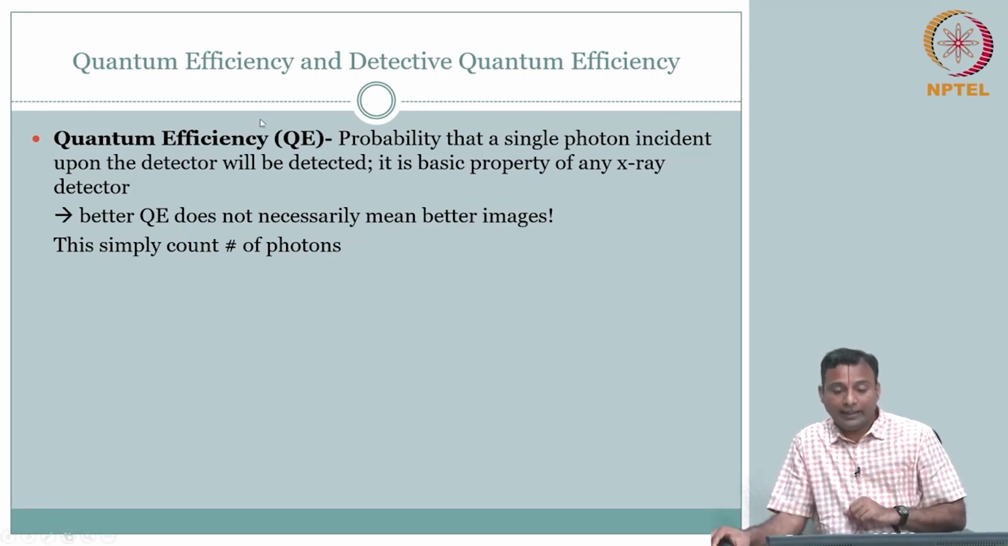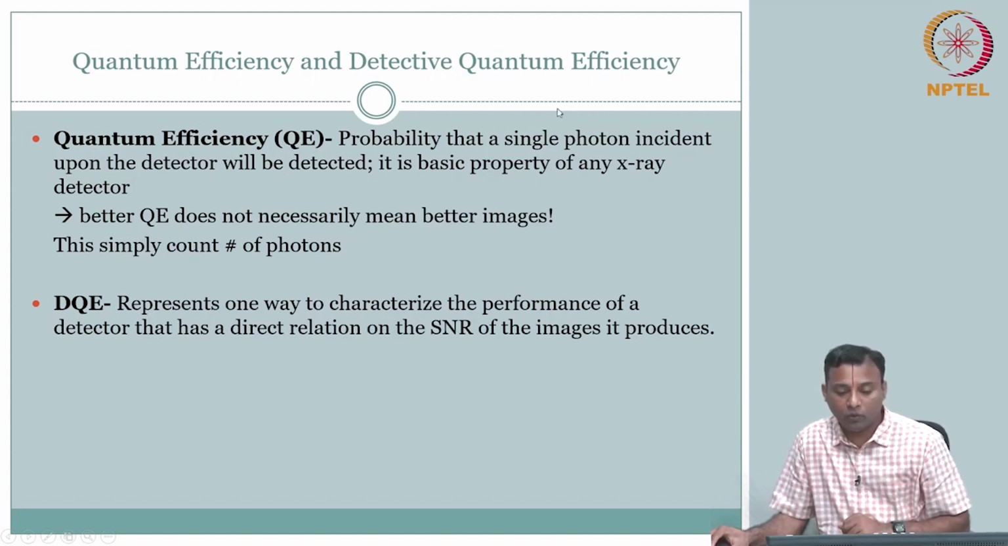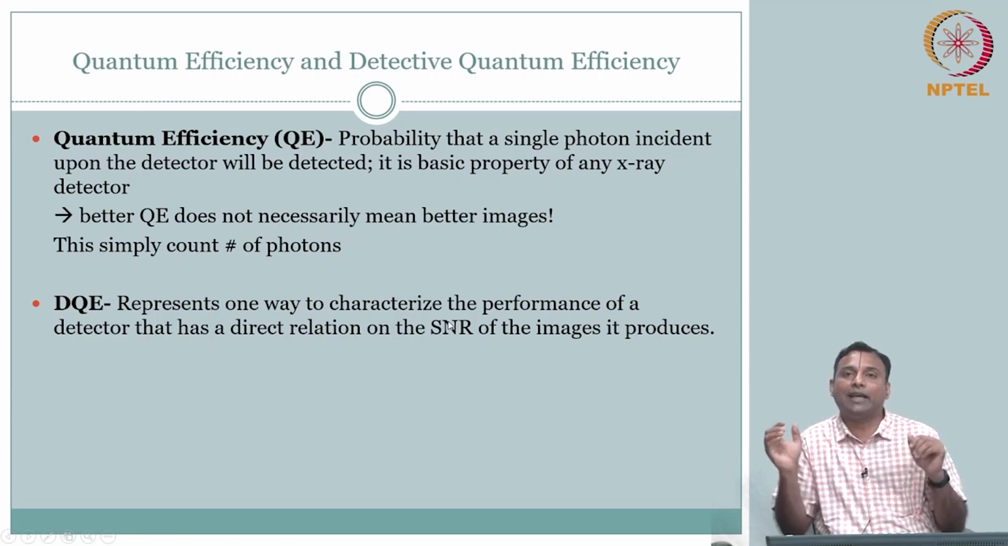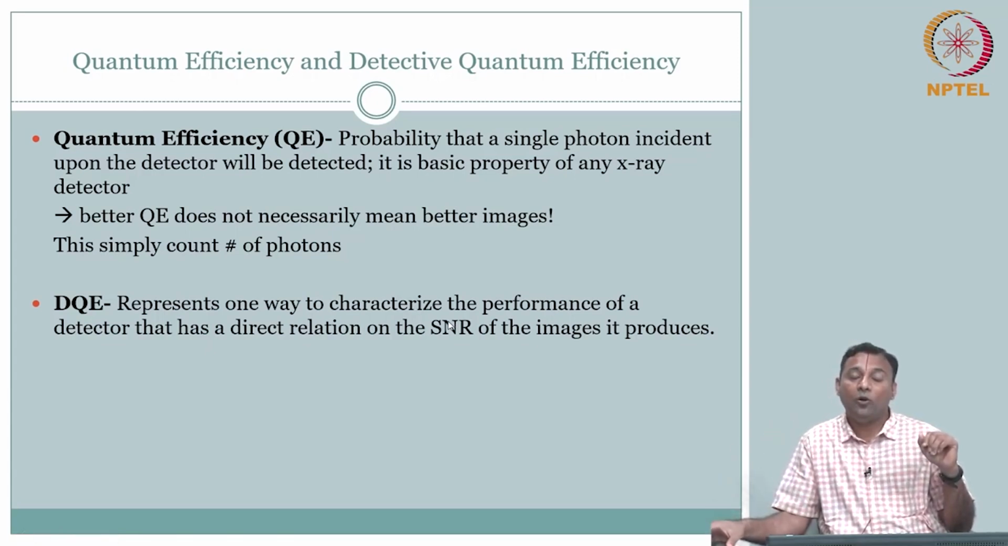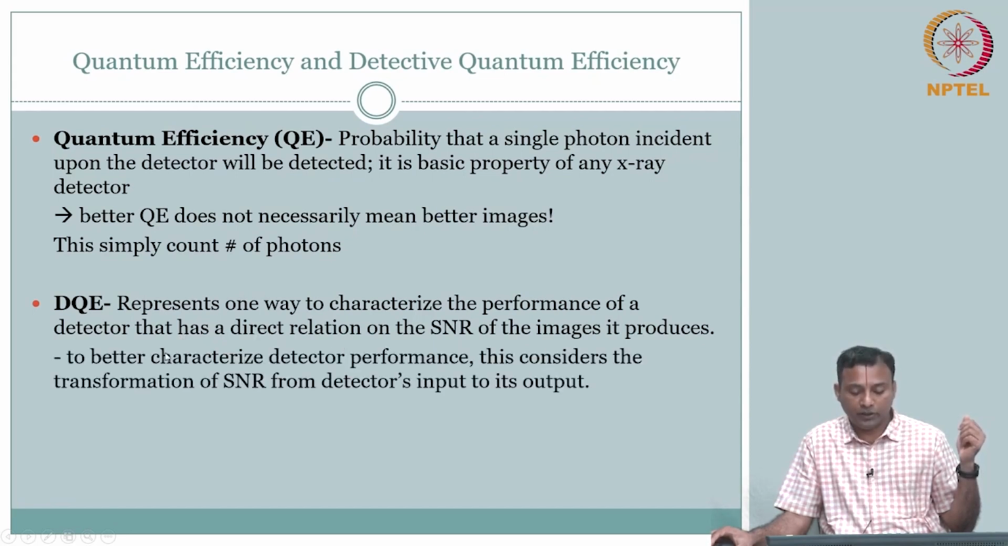So detective quantum efficiency is your performance characterization of how much of the intrinsic signal to noise ratio in the input is preserved in the output. It represents one way to characterize the performance of a detector that has a direct relation to the SNR of the image it produces.